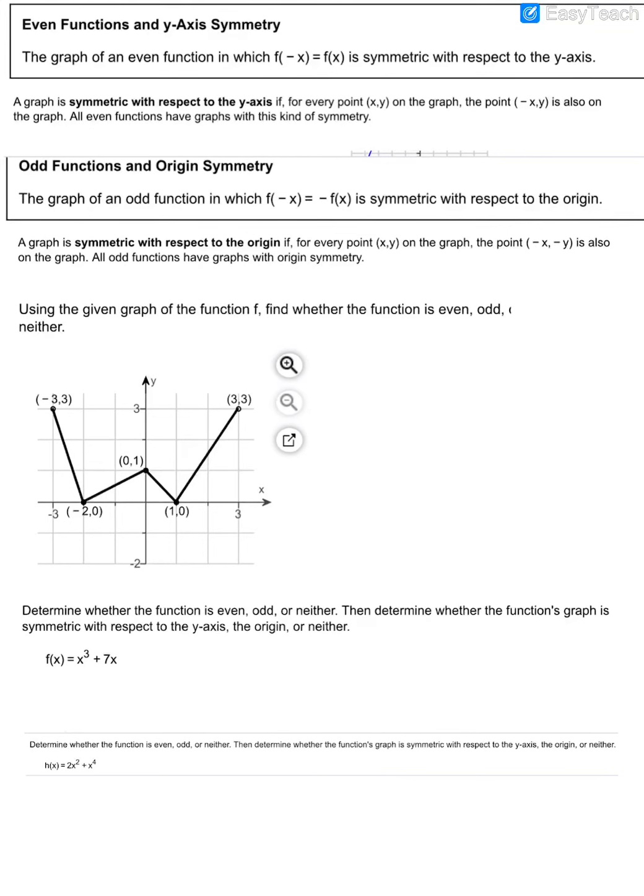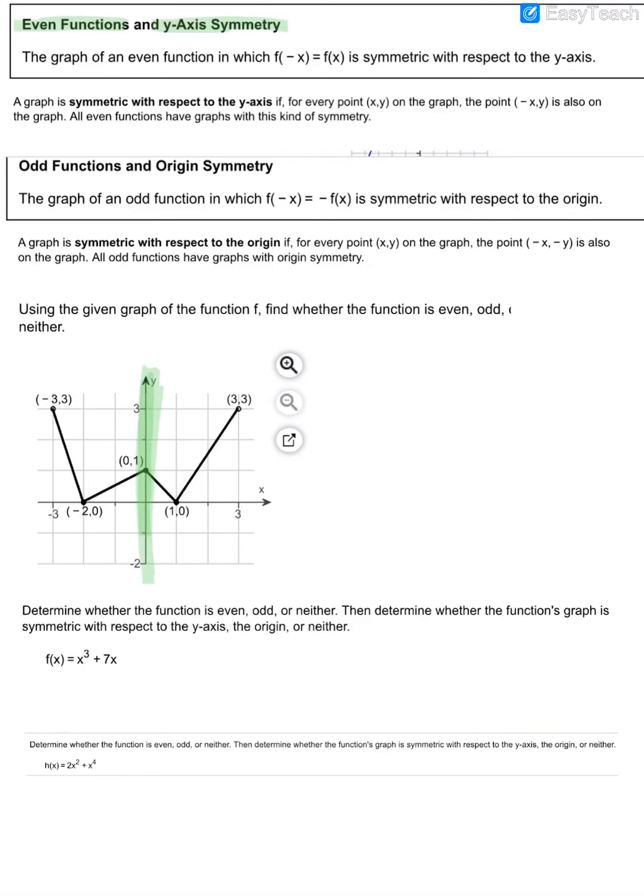We are going to look at even and odd functions. To start with, when you have an even function, you are looking for symmetry around your y-axis. In other words, if you took a graph and folded it on the y-axis, like this one down here, you would have two mirror images.